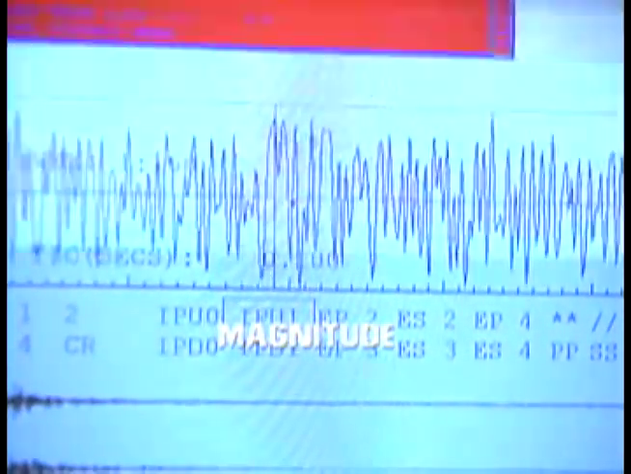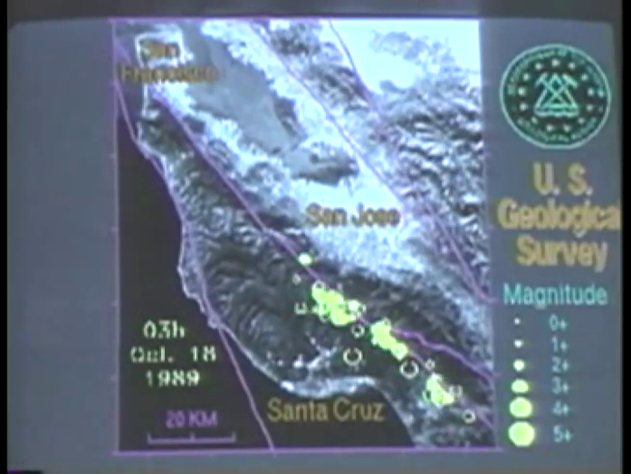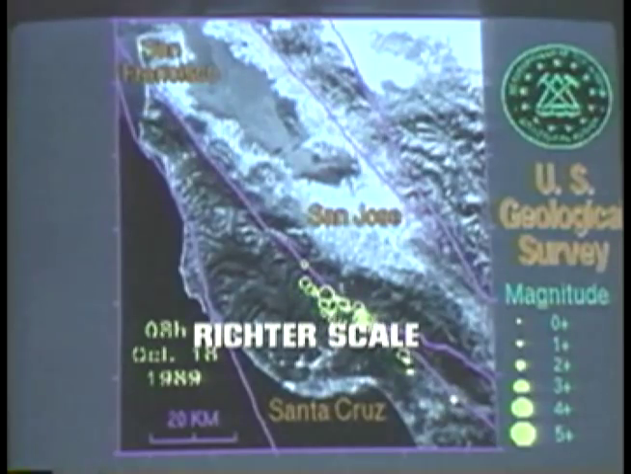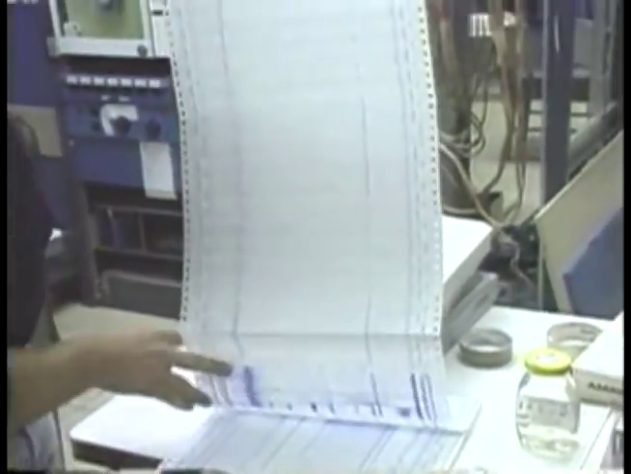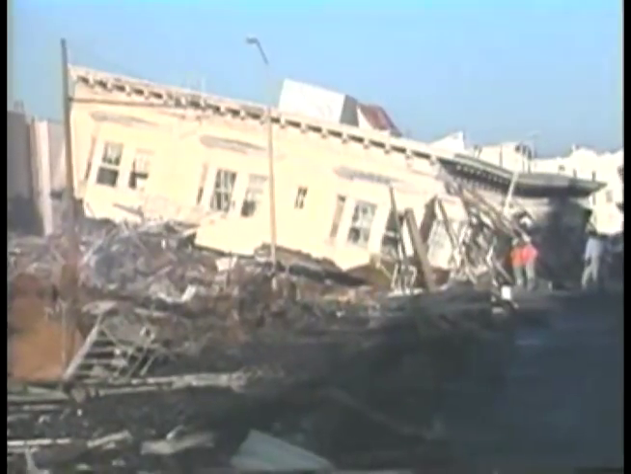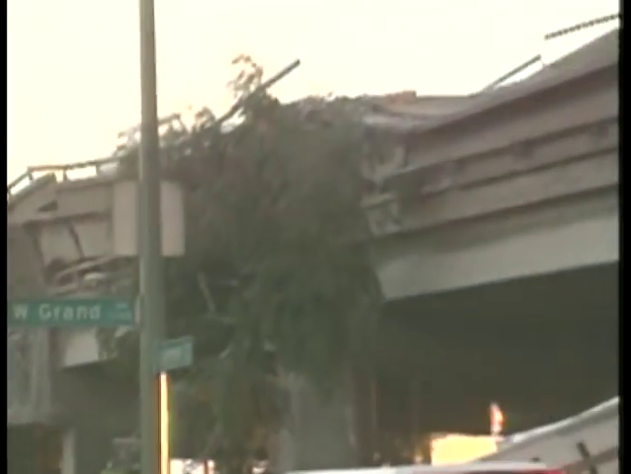Earthquakes are assigned a number according to magnitude. The numbering system is referred to as the Richter scale. The larger the number, the greater the earthquake's magnitude. The Loma Prieta earthquake of 1989 registered 7.1 on the Richter scale. Even though the epicenter was 60 miles away, damage in San Francisco and Oakland was considerable.